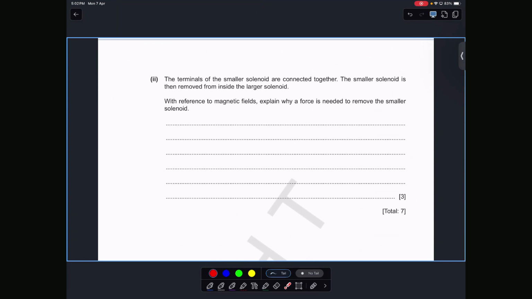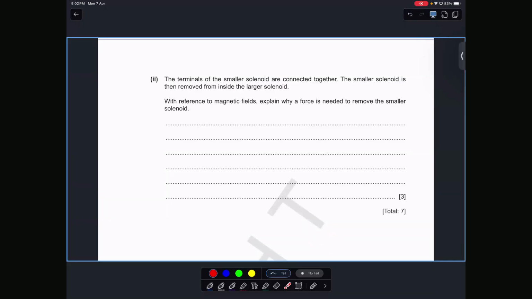Eddy current. Eddy current is not applicable here. Eddy current is the current that's produced in systems where an unwanted current makes your system inefficient. We only have eddy current in two places in our syllabus: a motor and a transformer. This is just Lenz's law.